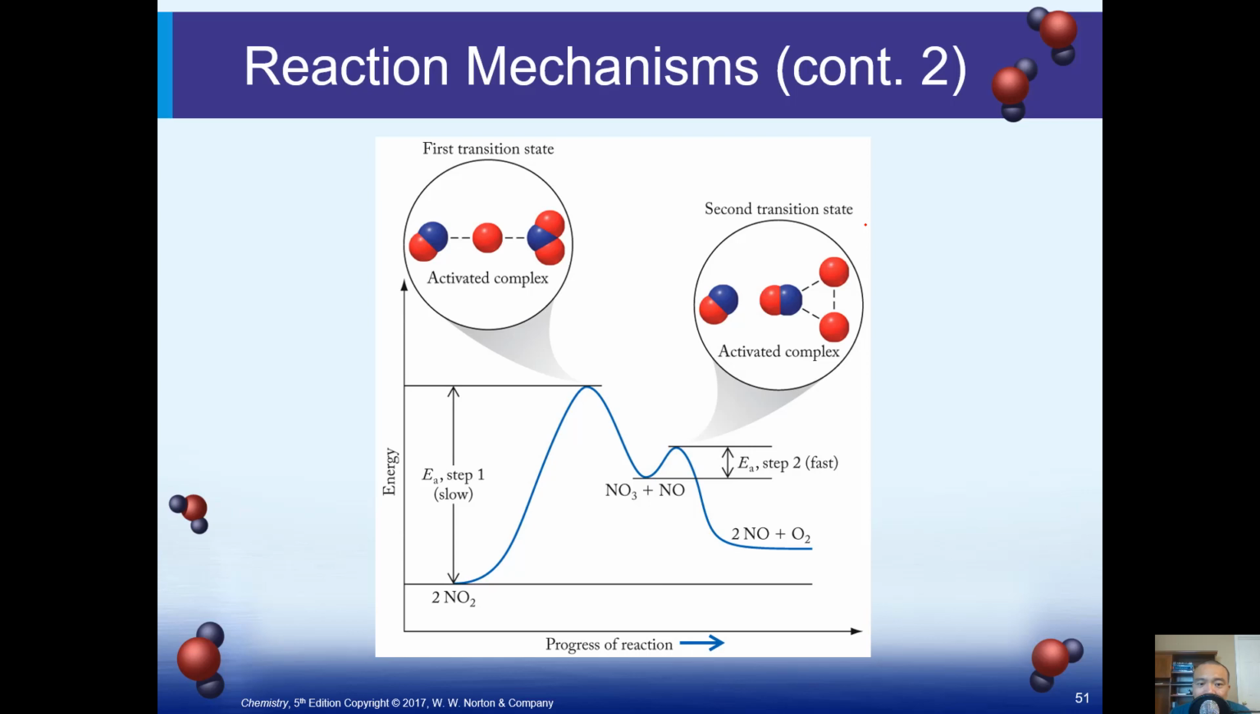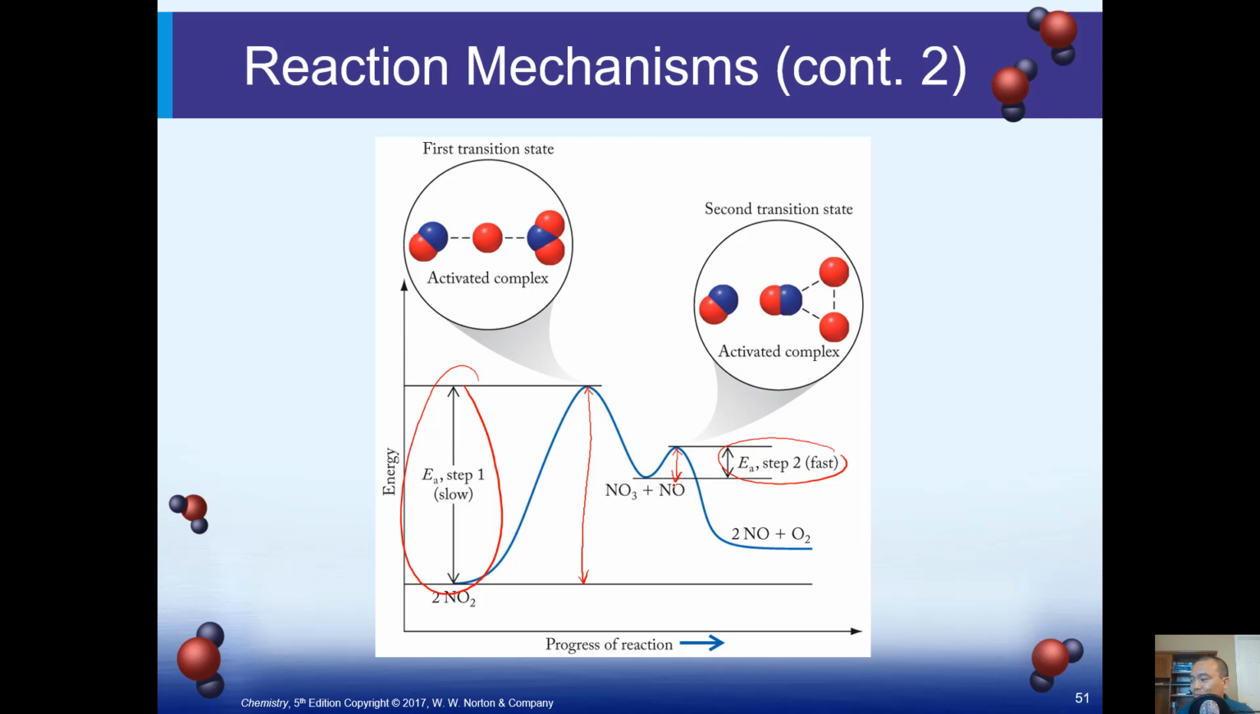Let's examine the reaction energy profile for the proposed reaction mechanism. Step 1 has a large activation energy, as you see over here. Very large activation energy. Step 2 has a smaller activation energy. This tells us step 1 is slower than step 2. For this reason, step 1 is the rate determining step.